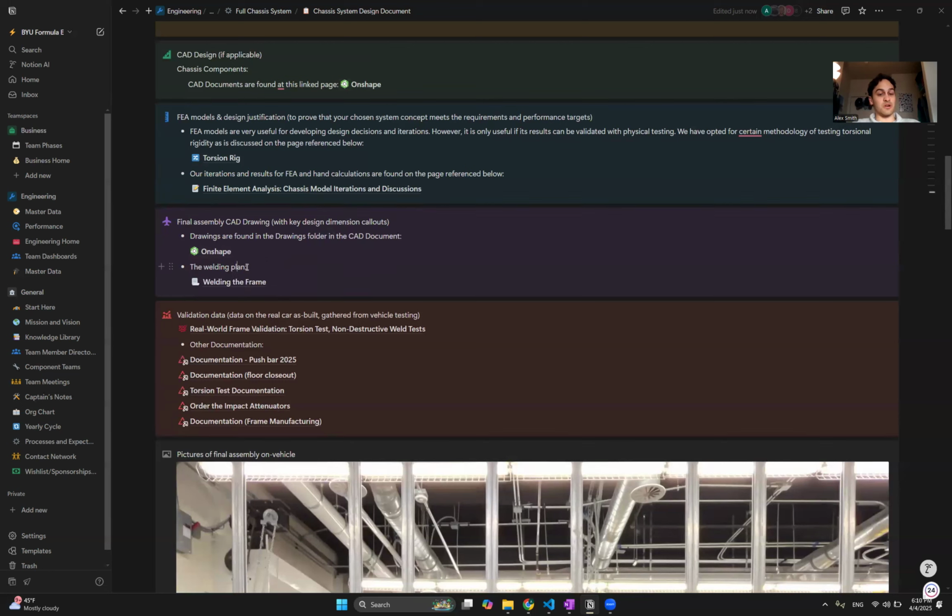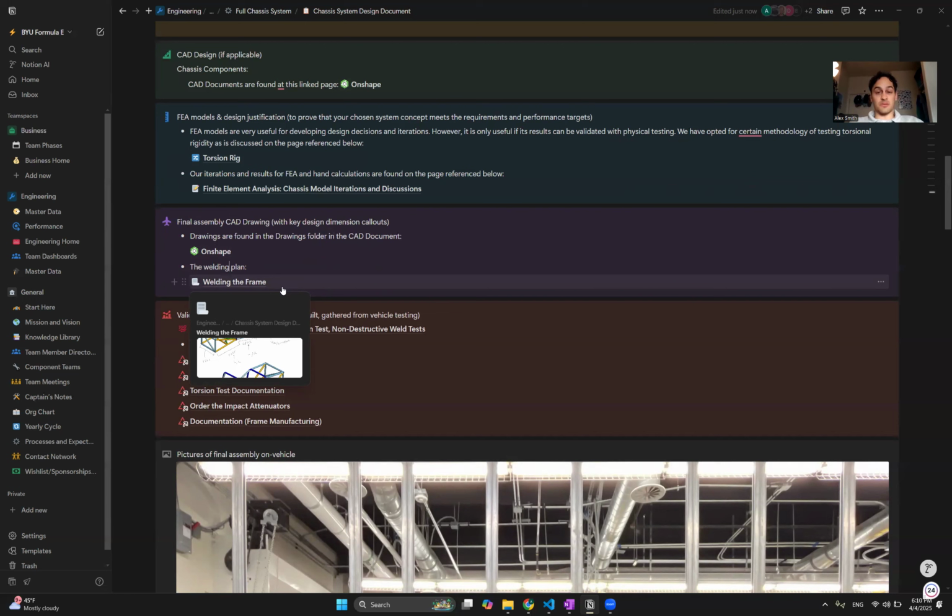But then what we did, because our subsystem is a system that links everything else together, being the frame, it's just one big metal structure, we just have a welding plan. And so this is basically instructions for how to put it all together once we get the material.